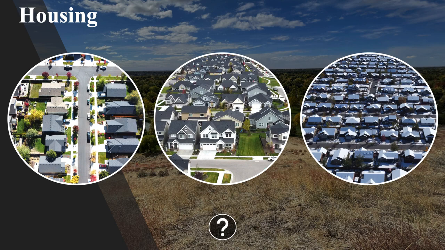The dominant form of residential construction occurring in these communities are single-family detached homes, and that's because the majority of Americans prefer to live in single-family detached homes. This is something we'll touch on in more detail later in the presentation.